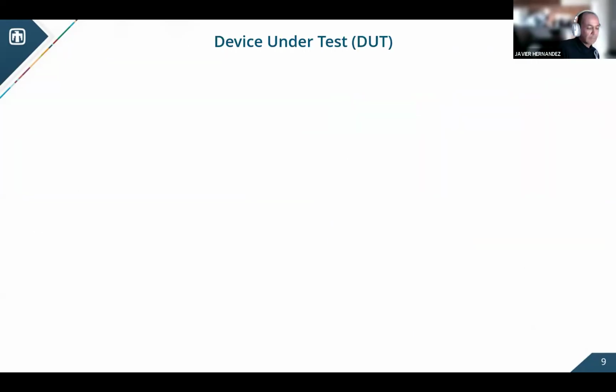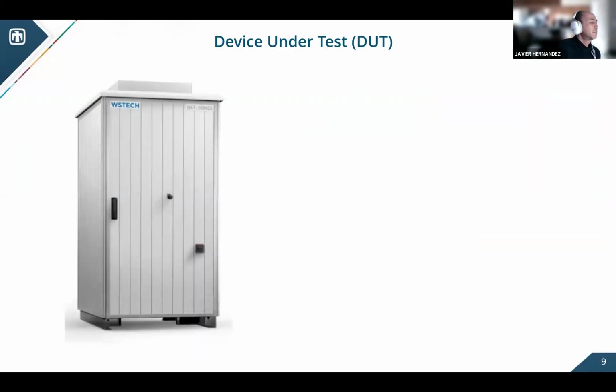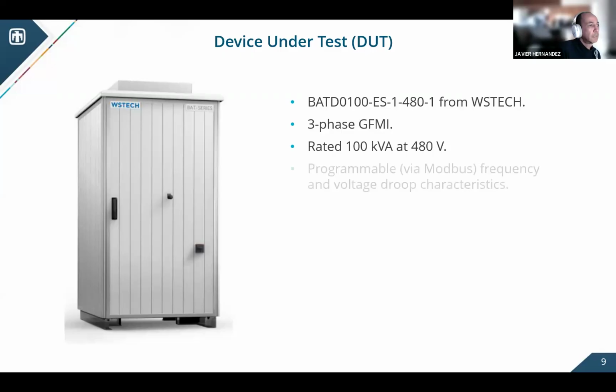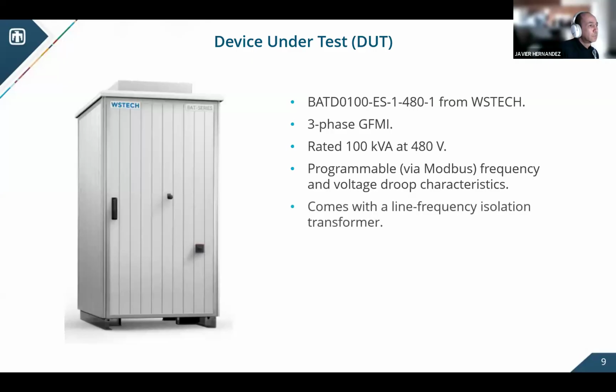Here is a description of the main features of the device under test. It is the Westec unit, manufactured in Germany. It's a 3-phase grid-forming inverter rated 100 kVA at 480 volts. It is highly programmable via Modbus, and it has a lot of protection capabilities in terms of frequency and voltage, and it also comes with programmable frequency and voltage droop characteristics. It is not as fancy as the ABB, which has a really good screen for user interfacing. For this one, we have to develop our own scripts to program some of the registers needed for commissioning. It also comes with an internal line frequency isolation transformer, which is a great addition.